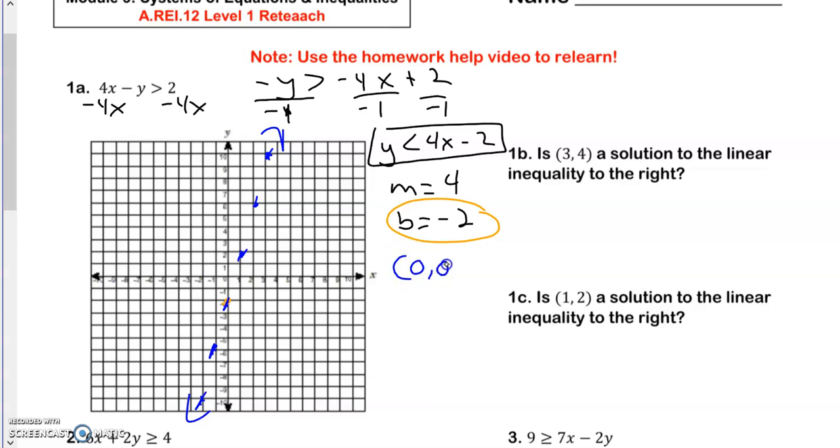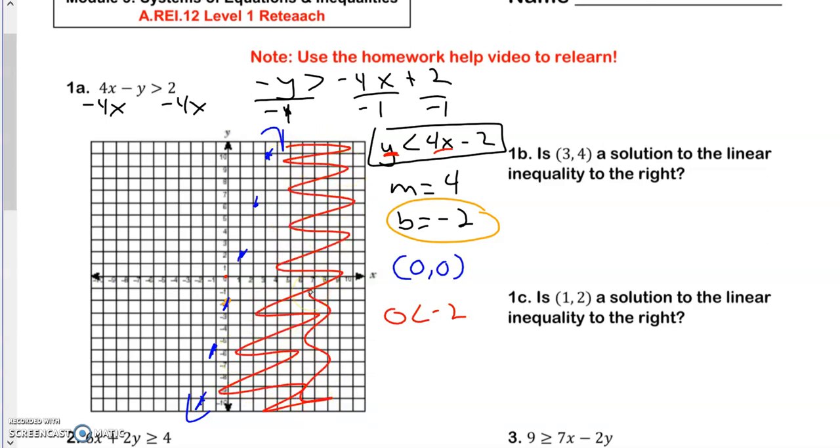My favorite testing point is 0, 0. That's this point right here in the red. So I want to see if this one goes in. I'm going to put that in for x and y. So is 0 less than -2? That's a false statement. So that means I can't cover the red dot. I'm going to go on the opposite side.